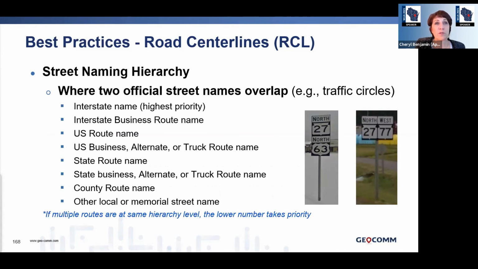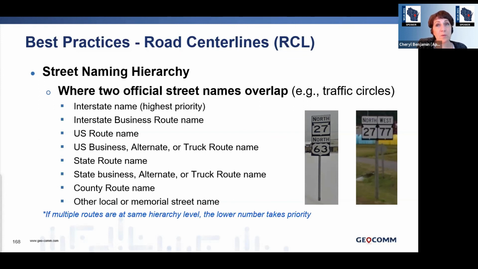So in a traffic circle, what you would want to do is look at an area, if you have a segment where your north-south route and your east-west route cross, and they're both going through this circle. How do you know which one to populate? So you would look at this hierarchy that's shown here. Now, if you have, let's say, two state routes that are intersecting at a traffic circle, the lower numbered route would take priority. So what does that mean?